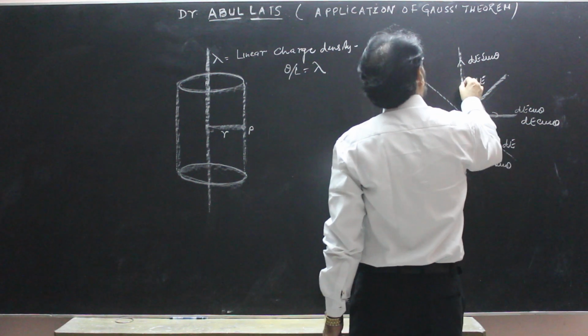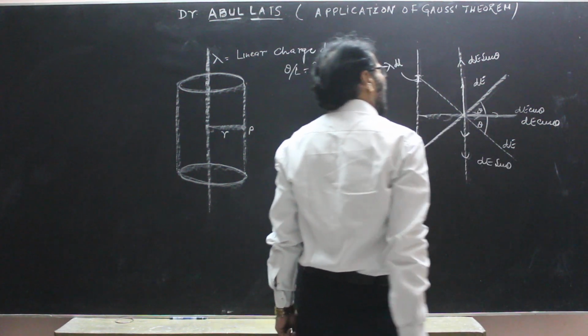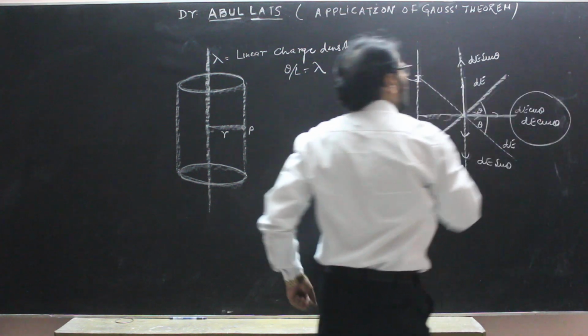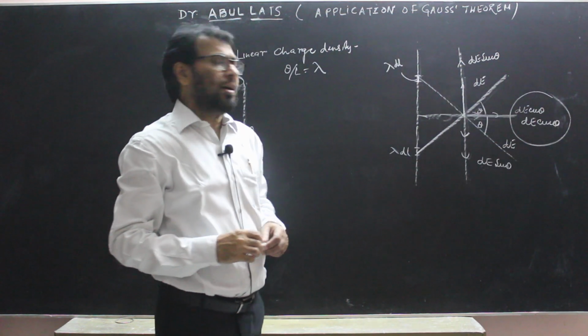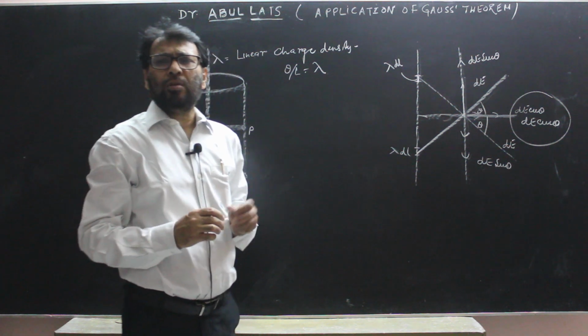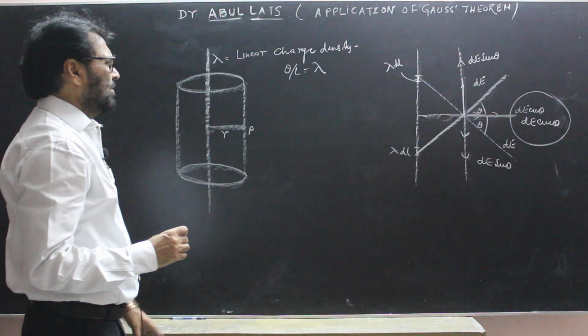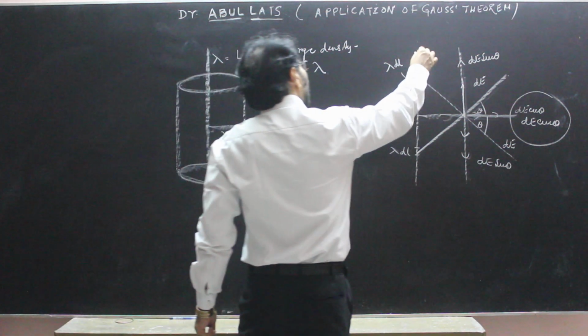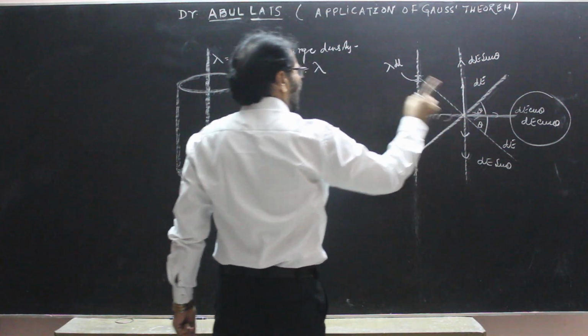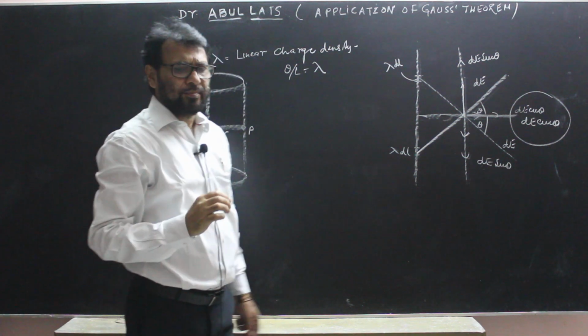The sin theta components will cancel each other, and the only component which is going to survive is dE cos theta, and dE cos theta is perpendicular to this line charge conductor. तो इस लाइन चार्ज पे जो इलेक्ट्रिक फील्ड है वो हमेशा नॉर्मल होता है.